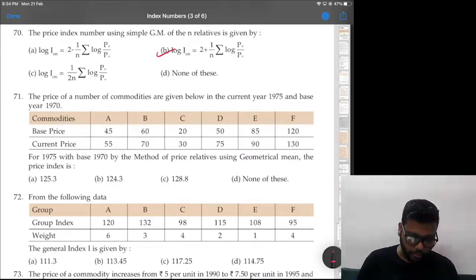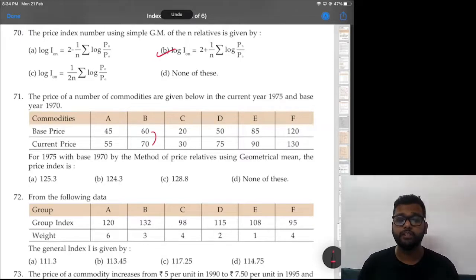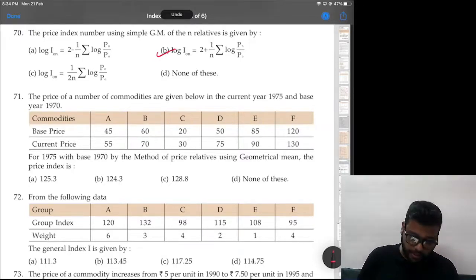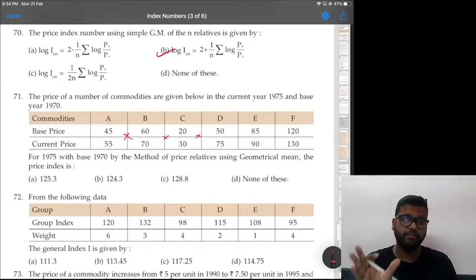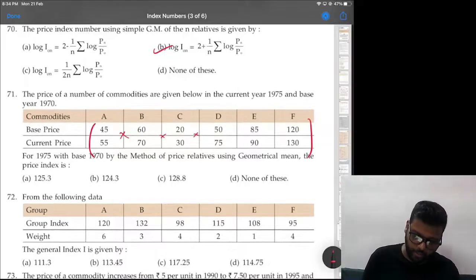That's it. So how do we find price relatives? 55 by 45, 70 by 60, 30 by 20, 75 by 50 and so on, right? So let's find price relatives. Then we'll multiply them. Why? Because for geometric mean we have to multiply them, and then we'll raise to, there are 6 commodities, so raise to 1 by 6, right?